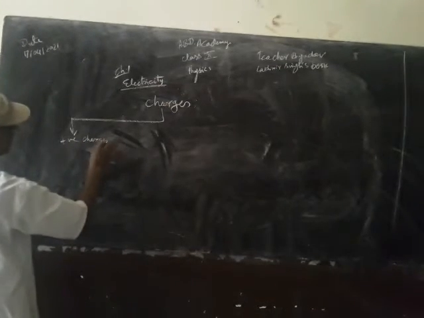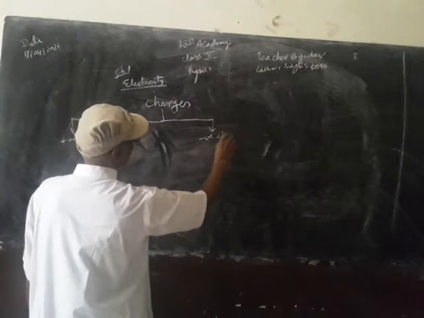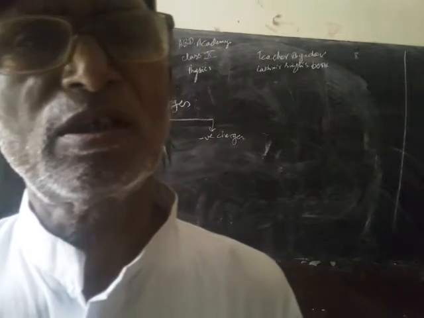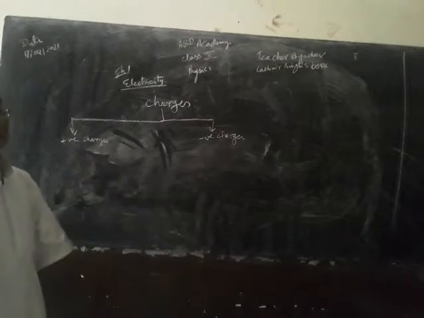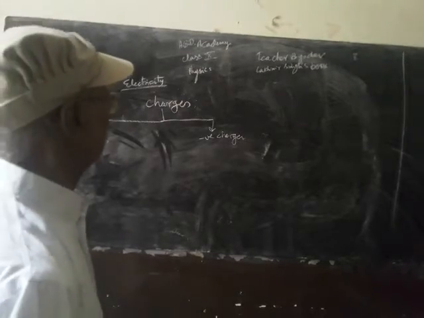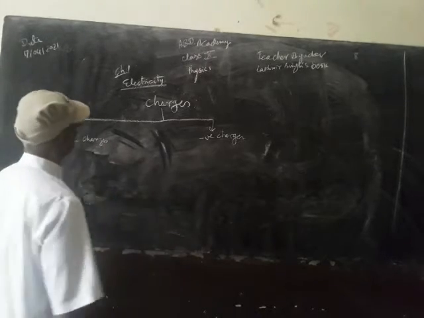Positive charges and negative charges. Actually, these charged particles are due to presence of protons or electrons in atom. Charges remain on fundamental atomic particles. They cannot be created or destroyed.